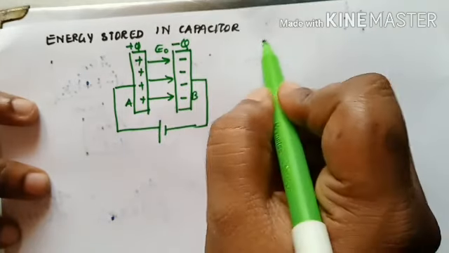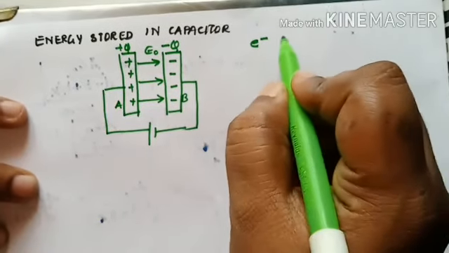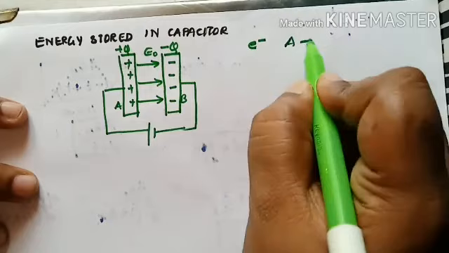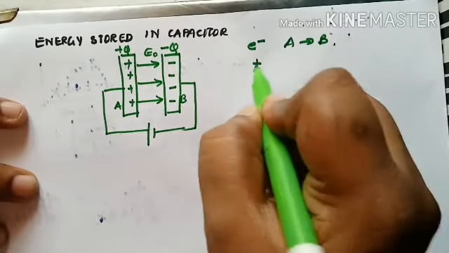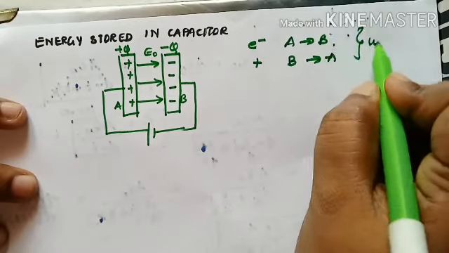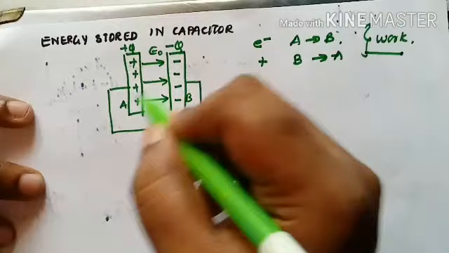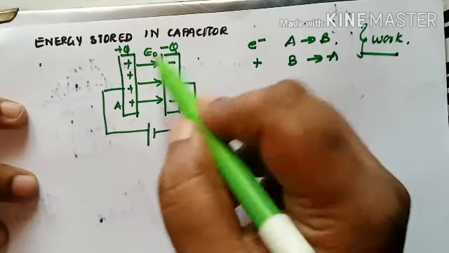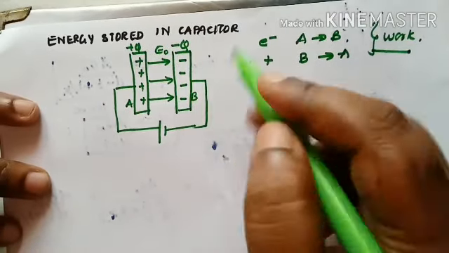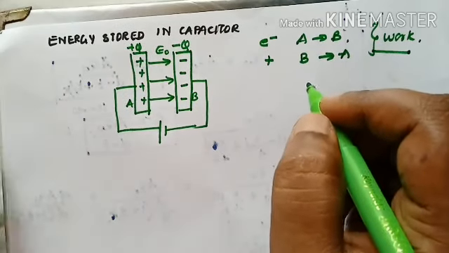That is, I have to do some work to move electrons from A to B, whereas positive charges from B to A. So for these two conditions I have to do some work. This work of moving charge from one plate to another is stored as energy inside the capacitor. Now I am going to find the expression for that energy.